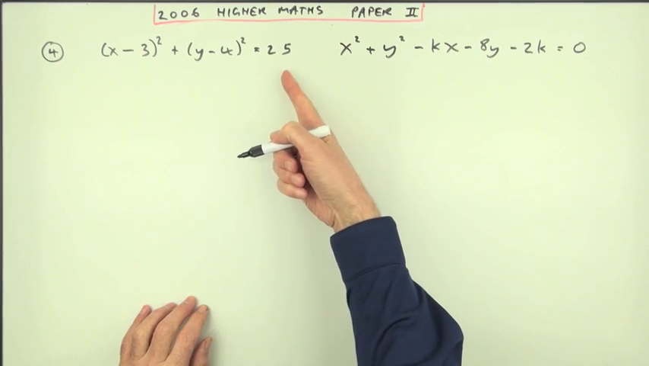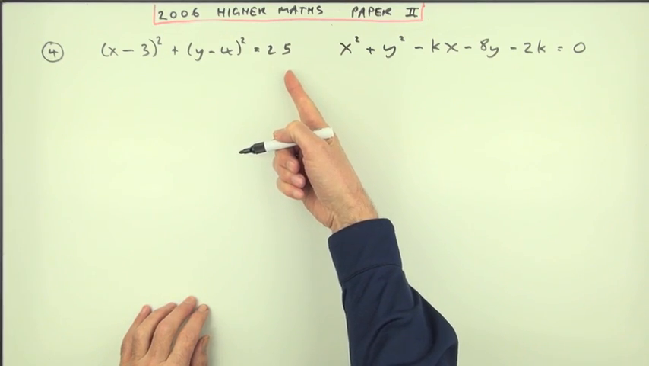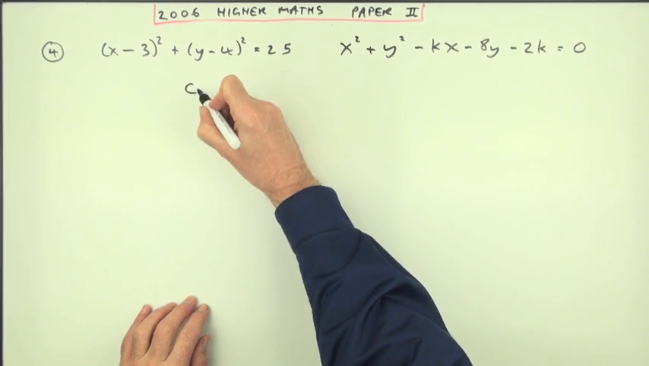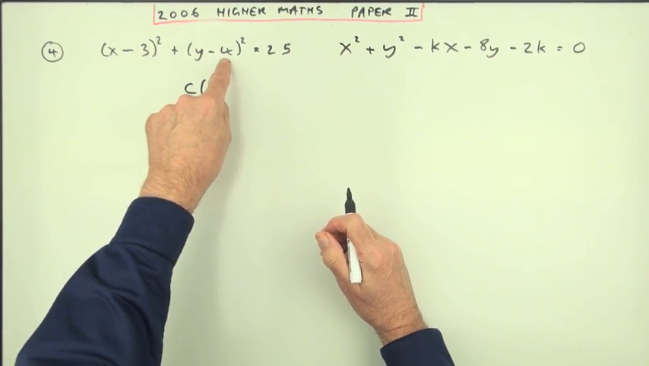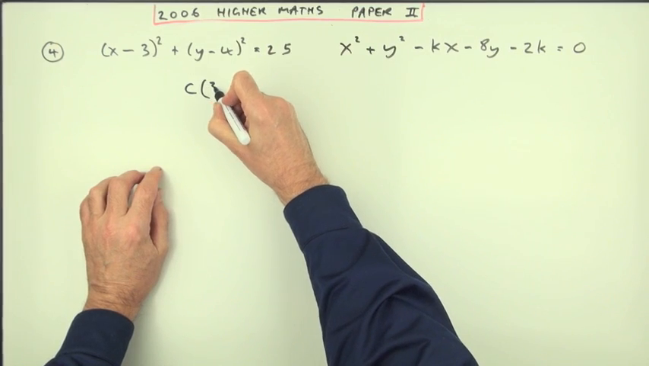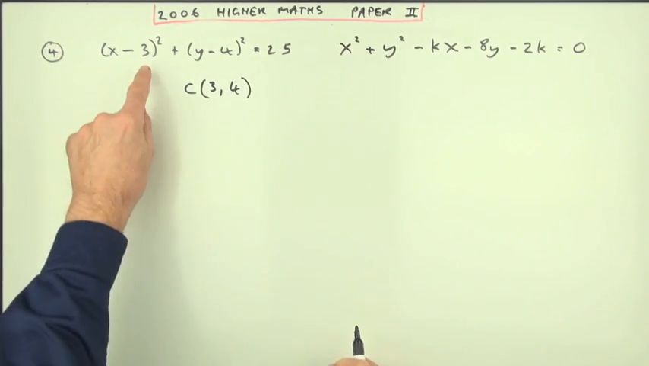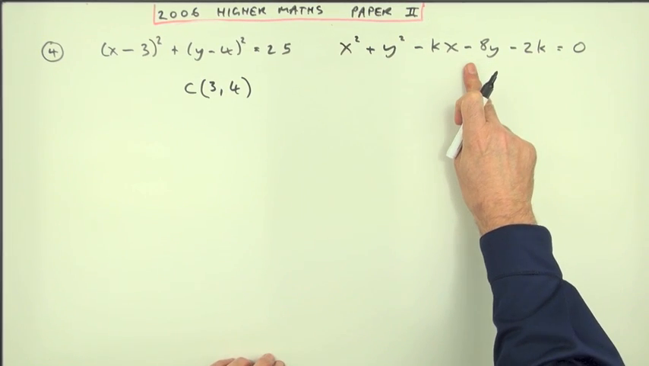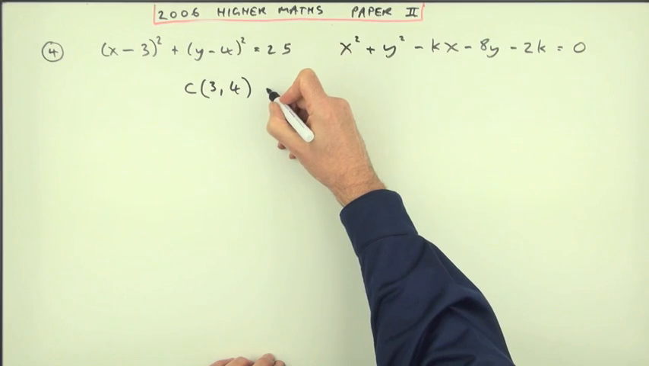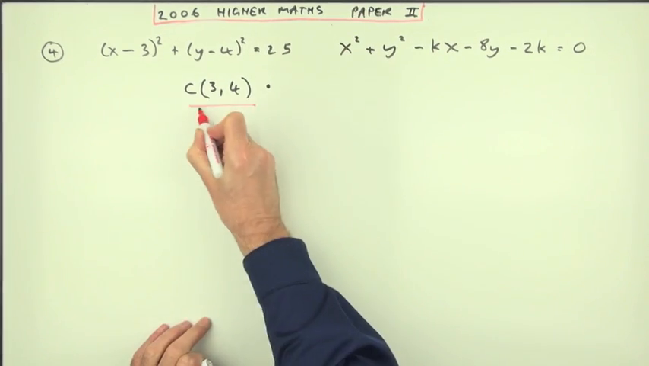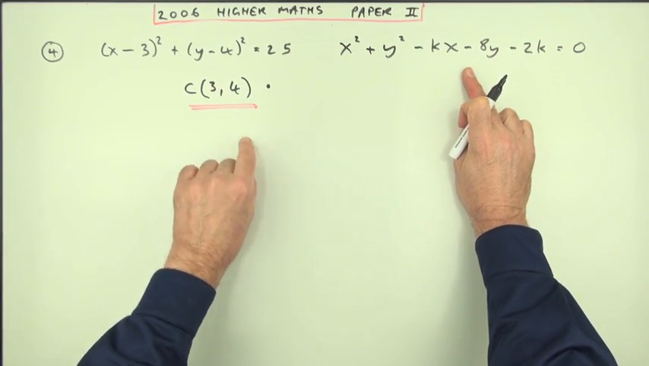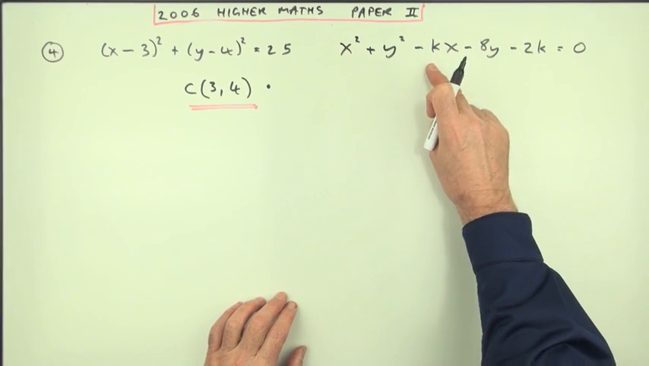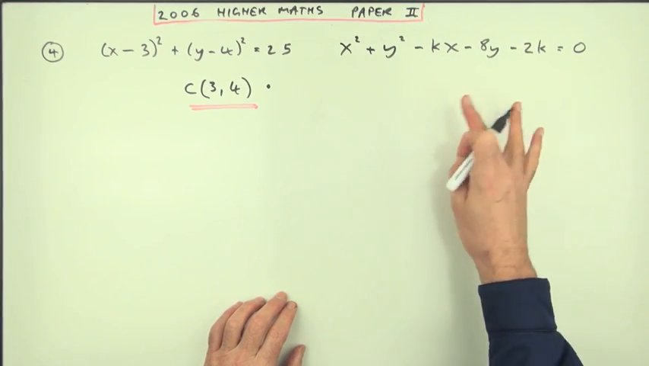Well, all the information is given here in this one, so straight away I can state the centre. The centre's given by these two numbers at the end, the 3 and the 4, whatever's been subtracted. So the centre of that circle is 3, 4, which means the centre of this circle is also 3, 4, and that's the first mark. That's what will let me figure out what k is. Now there are two ways you can do it.